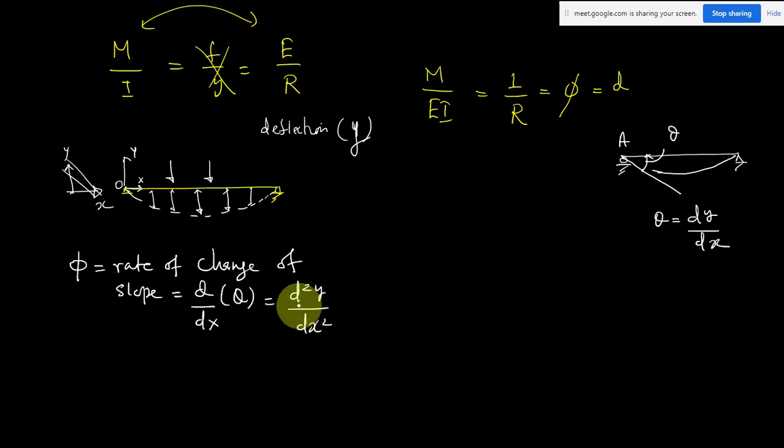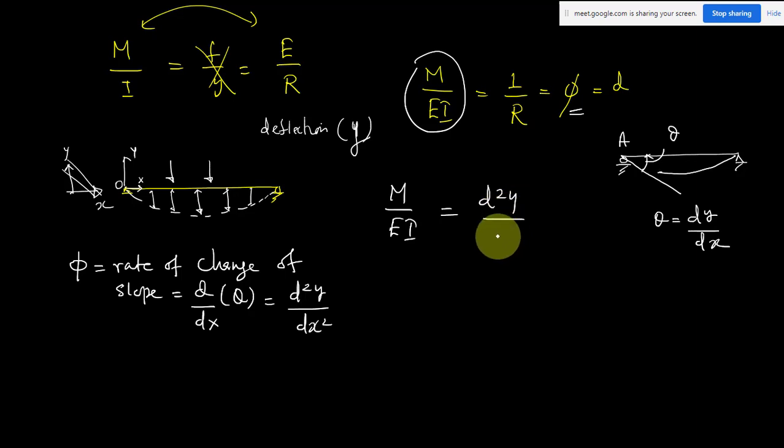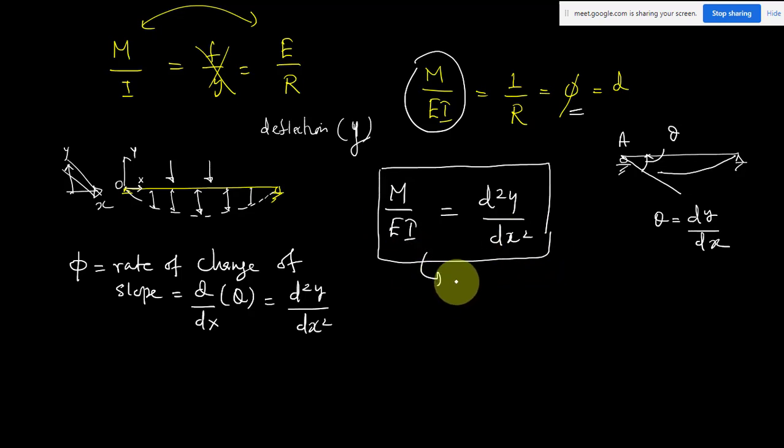Now I can substitute this expression here. M by EI equals curvature, so I can write M by EI equal to d square y by dx square. This is your equation. This M is the moment, and this quantity is the curvature, so it is known as the moment curvature relation.